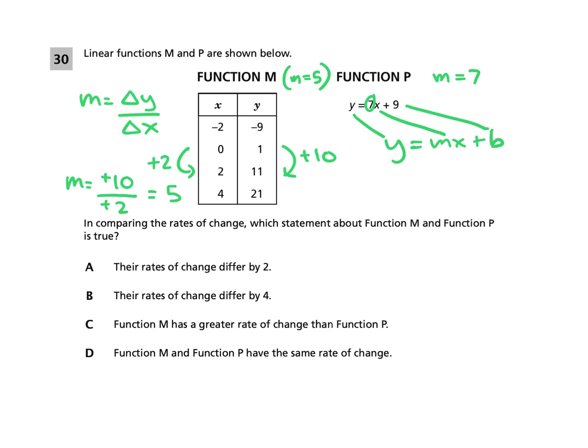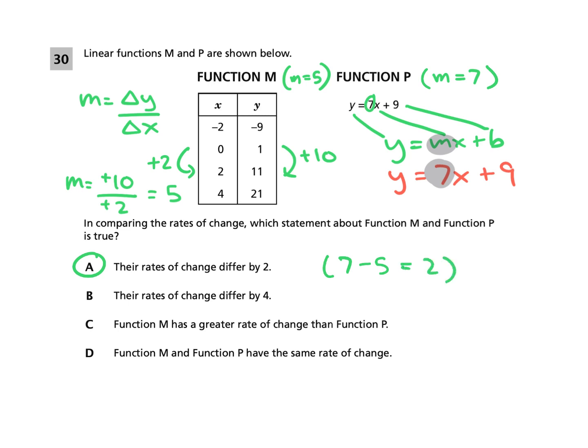If you just want a little bit more detail, I'll just write it right down here, 7x plus 9, and you can very quickly see that M is 7. Make sure the y's agree. If the y's don't agree, you have to make sure that they agree. In this case, you kind of have it easy because the y's are the same. Now we have to go through the choices. Their rates of change differ by 2. That's the right answer. 7 minus 5 is equal to 2.